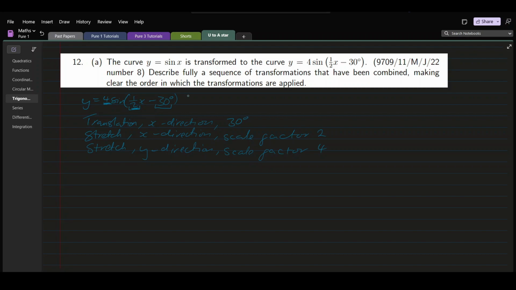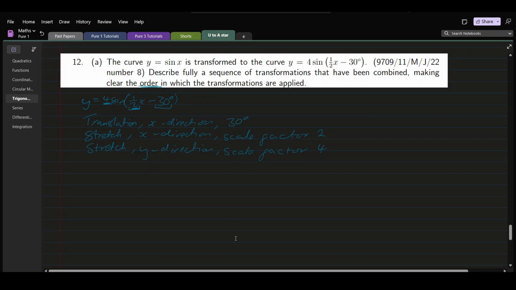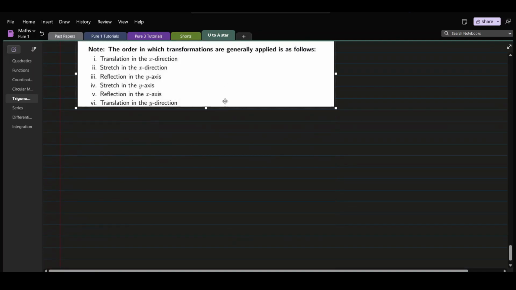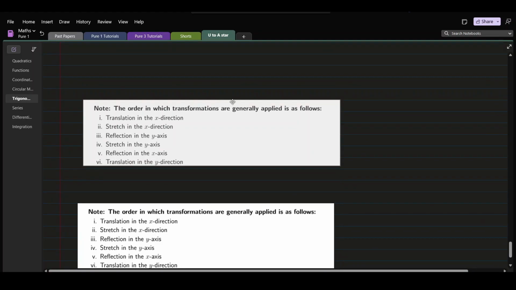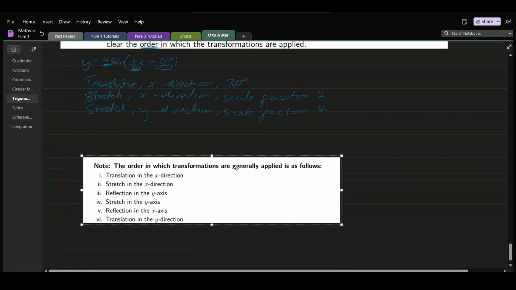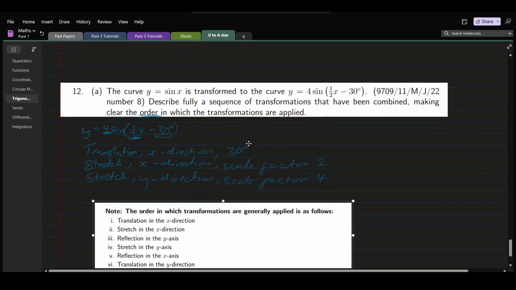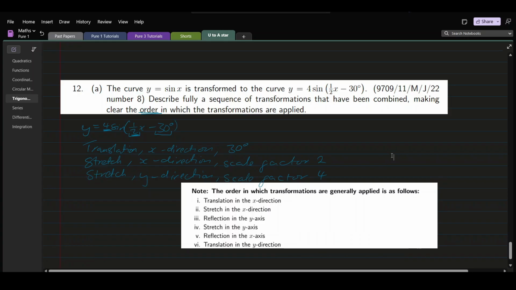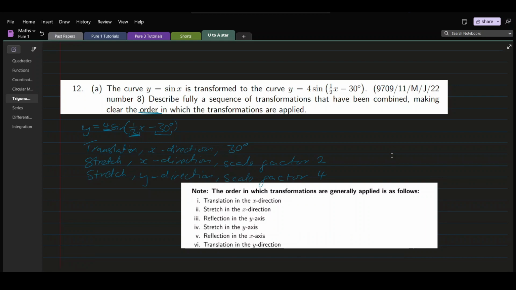And now they talked about the order. They said making clear the order in which the transformations are applied. Now, the order in which transformations are applied, let me just bring this up here, bring this up to our question. Right. So the order in which transformations are generally applied is as follows. There's the list. We've got translation in the x direction, stretch in the x direction, and so on. Here's the order that you use.